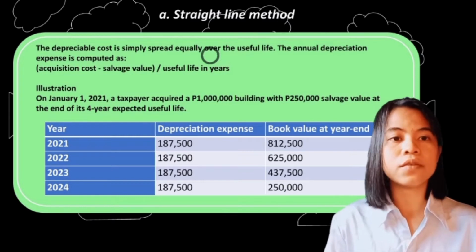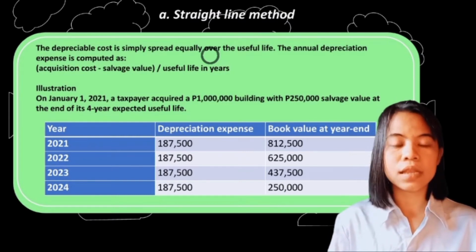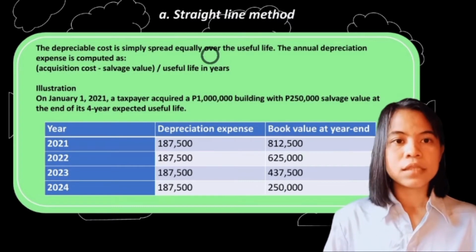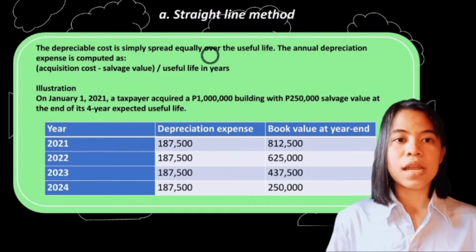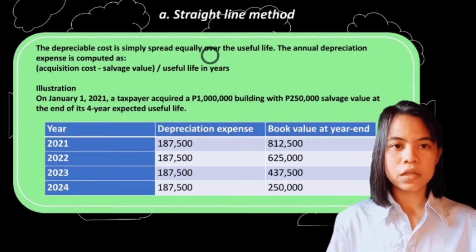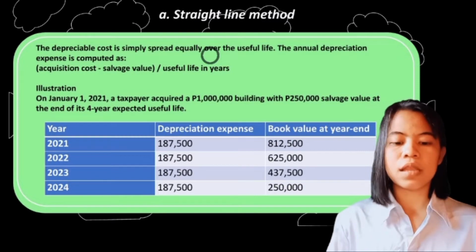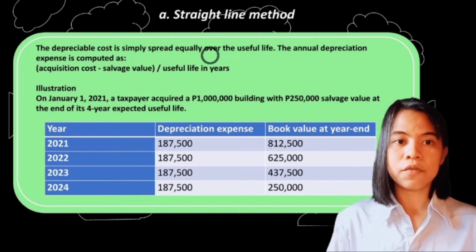The book value is referred to as the adjusted tax basis. And the book value at the end of the useful life of the asset shall equal the salvage value. Kung mapapansin nyo sa year 2024, yung book value natin nag-equal sa salvage value.